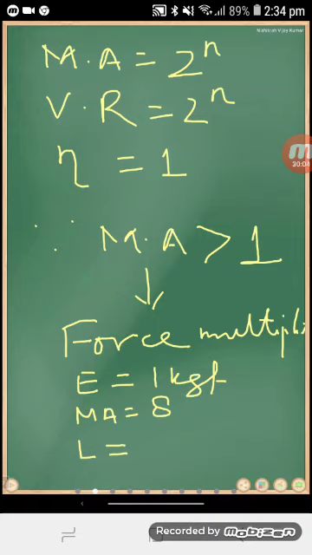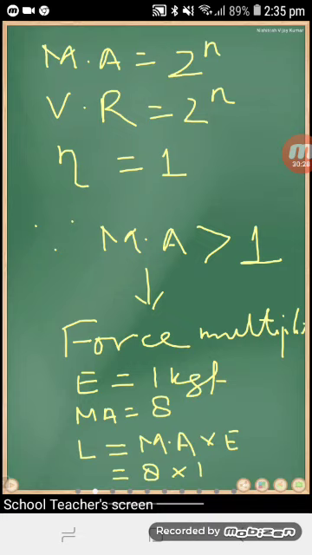If your number of pulleys is 3, then mechanical advantage is 2 to the power 3, that is 8. Load is mechanical advantage into effort. So if you try to observe, I am able to lift 8 times that load. That means with an effort of 1 kg, I am able to lift 8 kgf of load. So this is the purpose of using the Archimedean system.